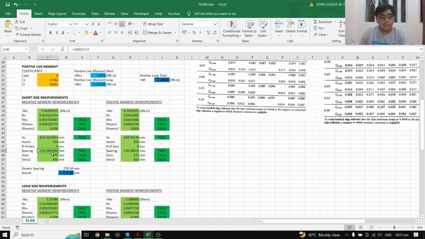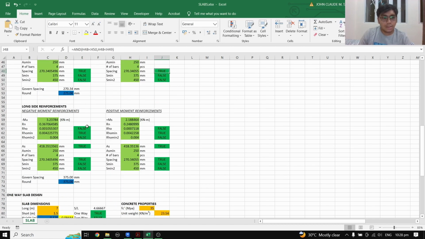So we got the spacing, the area of 4 pieces for both sides, and the 270 spacing is the base of the 1 meter strip divided by the number of bars. We have a spacing of 270 mm, 270 mm, and whichever is the smallest of the two will be the governing one. And we can round down to the nearest 25 multiple.